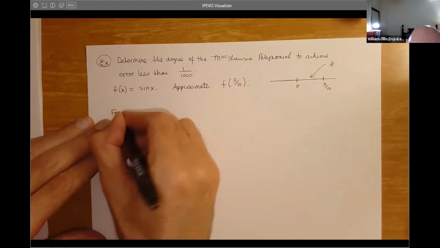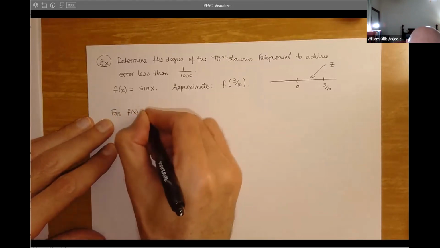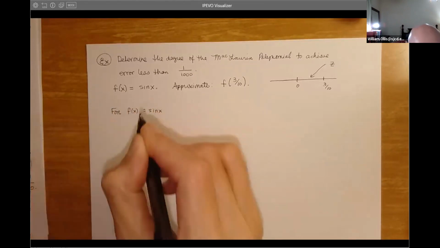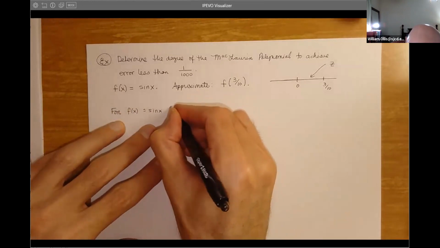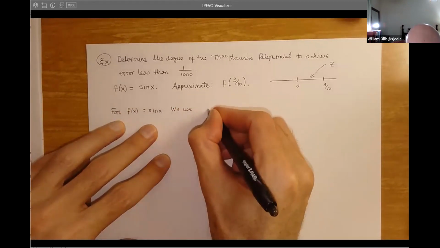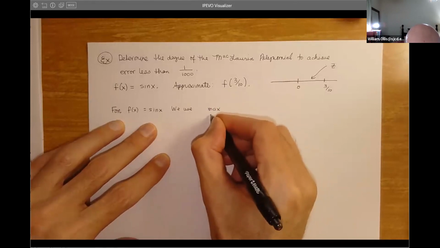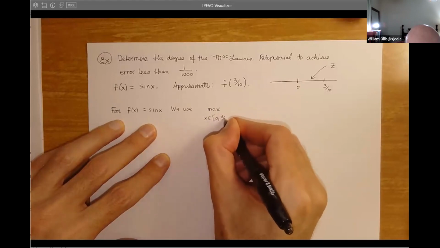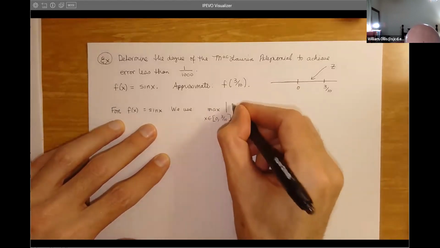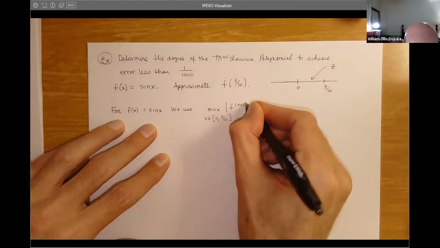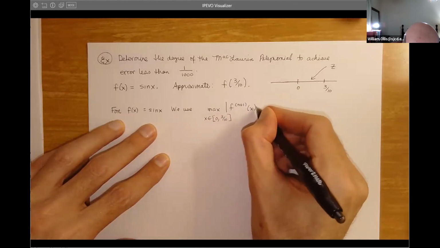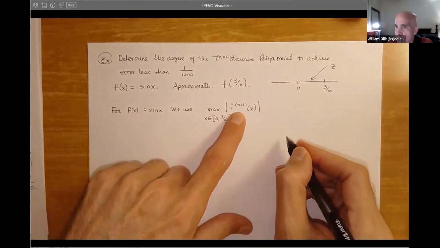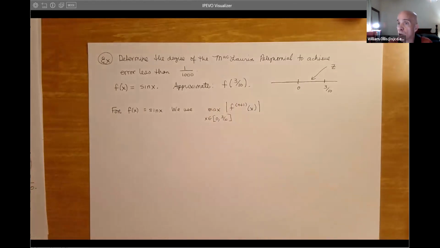For sine x, f of x equals sine x, we'll say the maximum of, in this particular case, say x lives between 0 and 3/10, for the n plus first derivative. So this is more in general now, okay? Because last time we were just focused on the second degree because we started with the first. Now we're not starting with anything. We're just going to figure out which degree we need to make the error less than 1/1000.